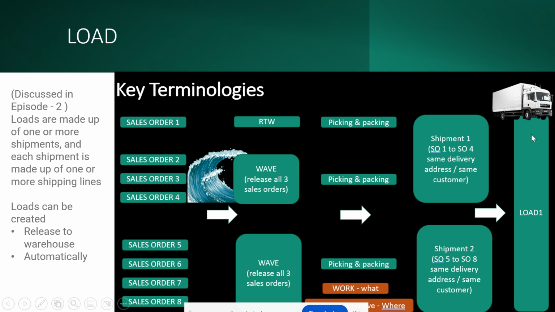I'll repeat the same here. One load can contain multiple shipment IDs, because a shipment with a shipment ID is based on the delivery to the customers. If it is going to the same delivery address or the same customer, based on which it has logically been grouped, right? So one load can contain multiple shipment IDs, and one shipment can contain multiple sales order lines. This is what you need to keep in mind. And the point here is loads can be created either by releasing to warehouse, or they can be created automatically when you are doing your sales order entries, right?